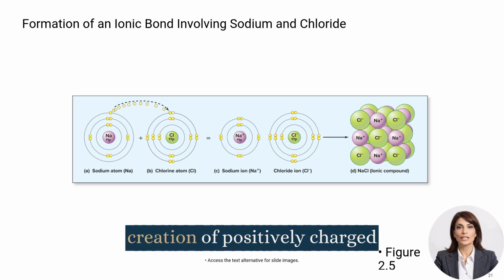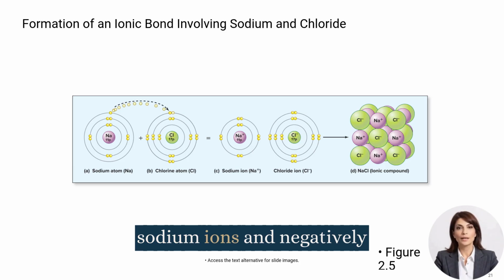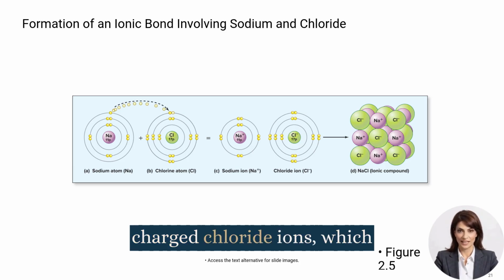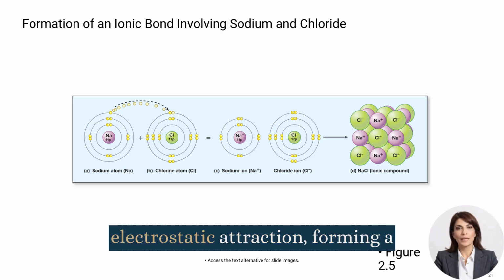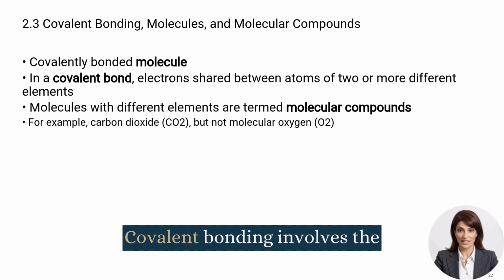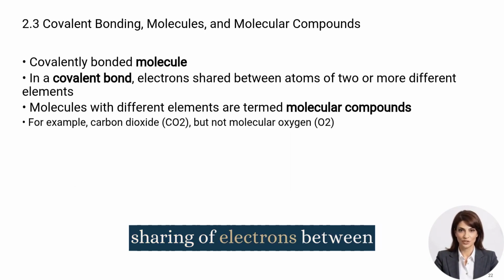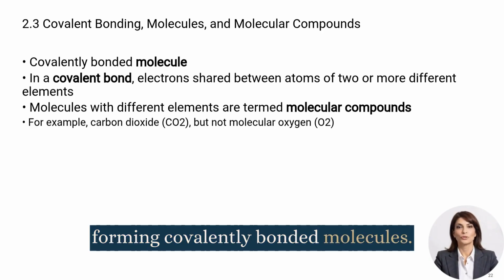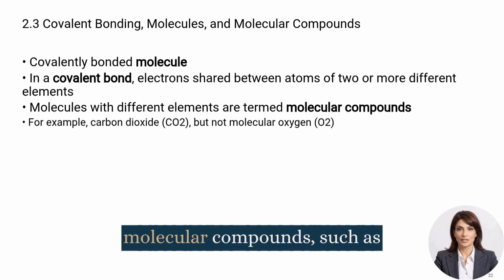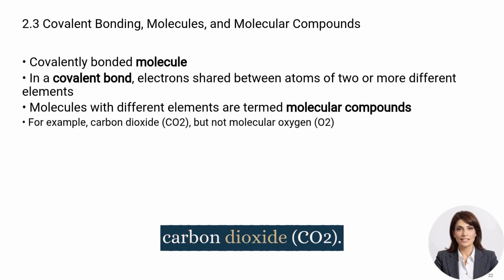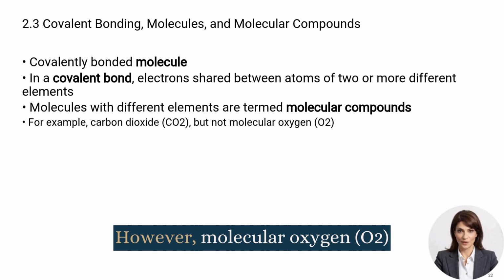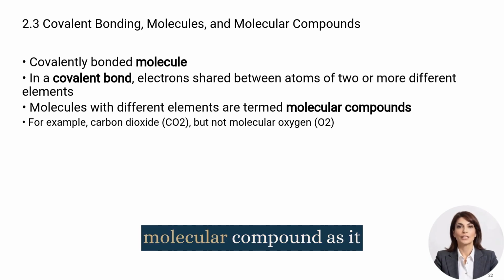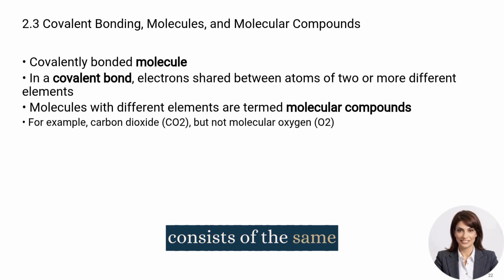This results in the creation of positively charged sodium ions and negatively charged chloride ions, which are held together by electrostatic attraction, forming a stable ionic compound. Covalent bonding involves the sharing of electrons between atoms of different elements, forming covalently bonded molecules. These are known as molecular compounds, such as carbon dioxide, CO2. However, molecular oxygen, O2, is not considered a molecular compound, as it consists of the same element.